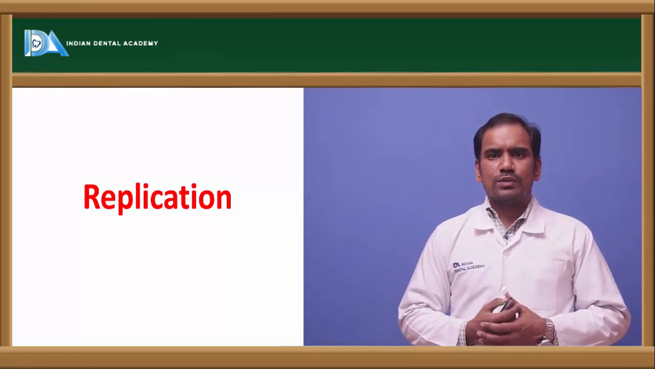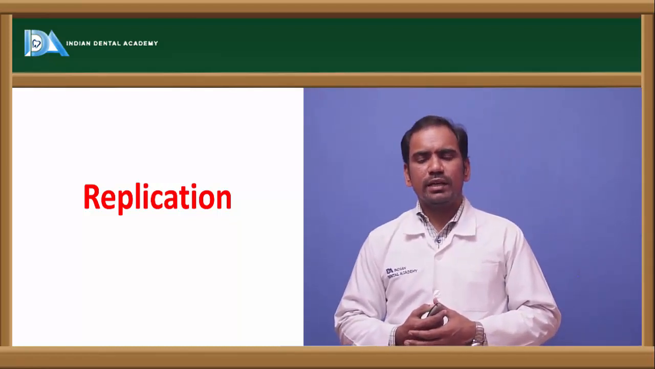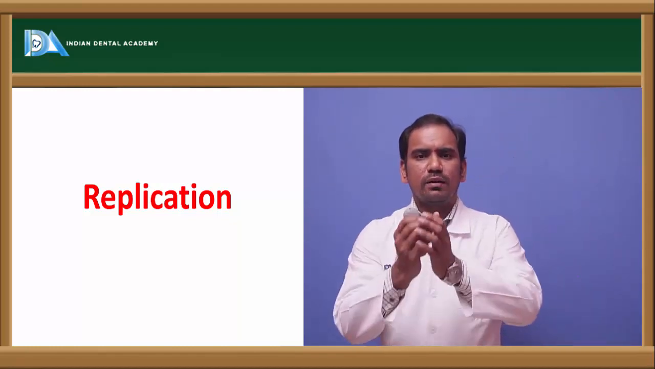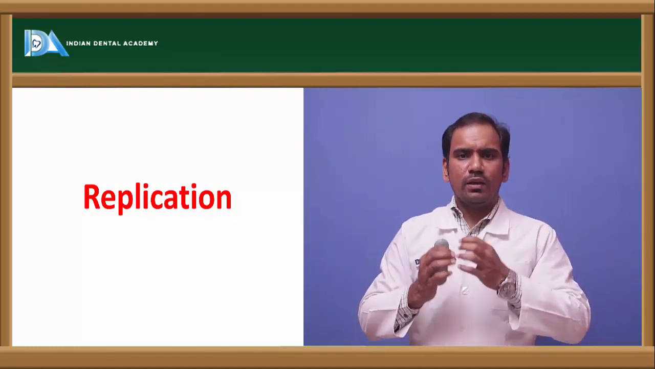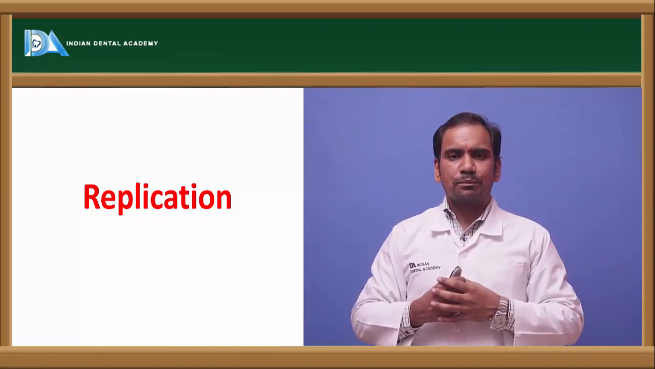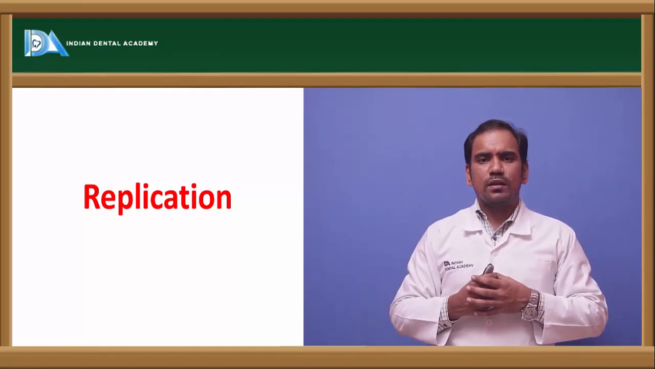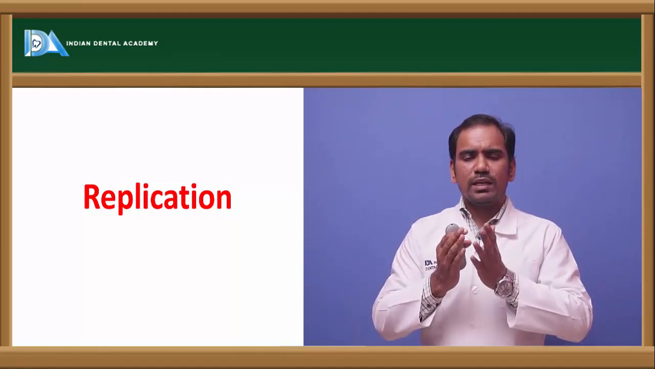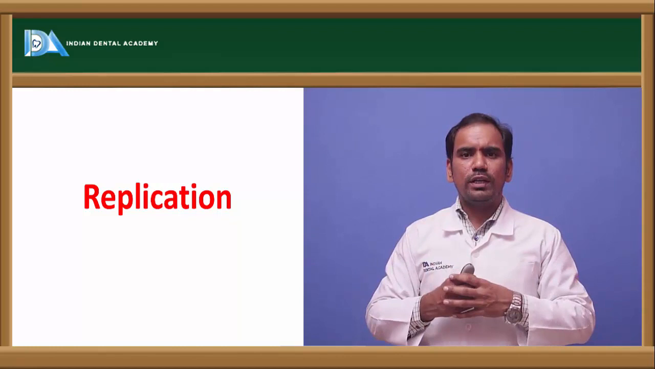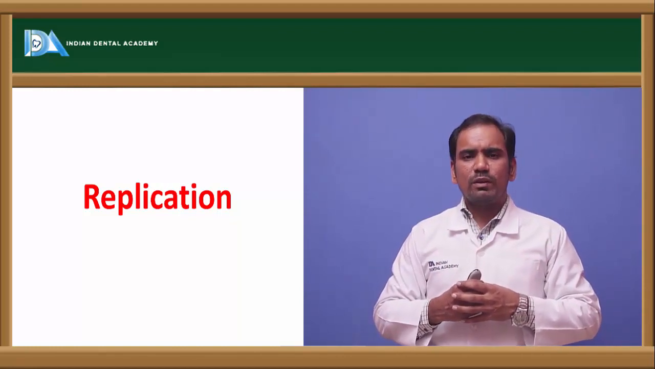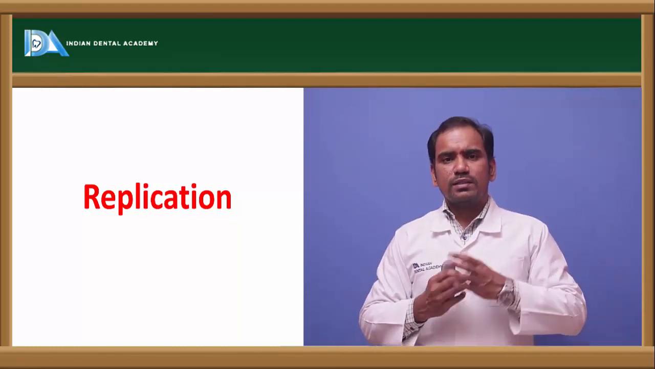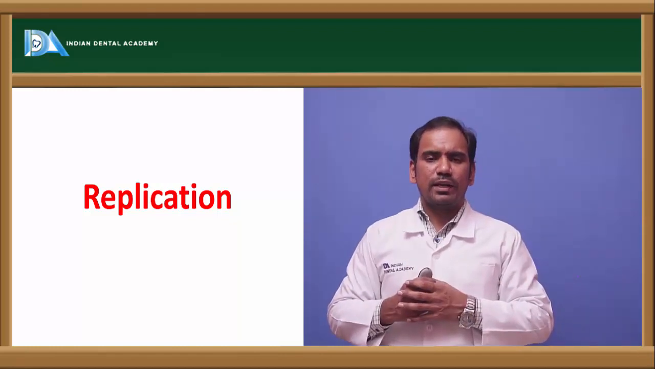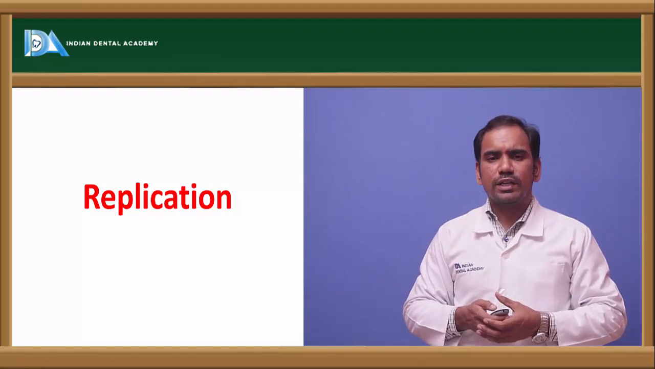Replication. Synthesis of daughter DNA from parent DNA is called replication. From one parent DNA, two daughter DNAs are synthesized. That process we call replication. Whatever the information in the parent DNA is, that is transferred to both the daughter DNAs. One of the parent strands is seen in both daughter DNAs. Such type of replication we call semi-conservative replication.